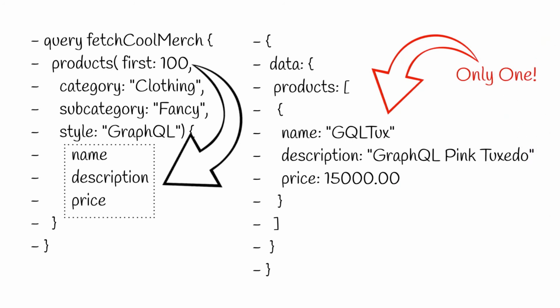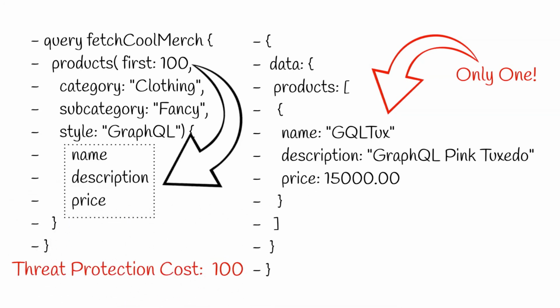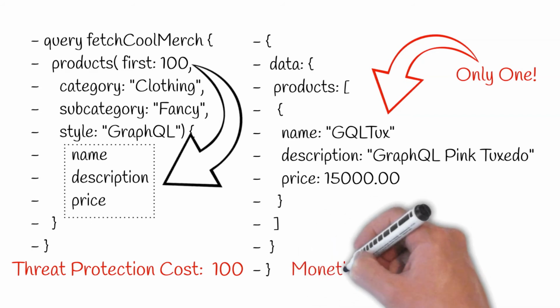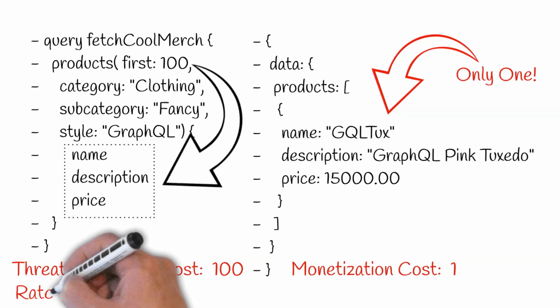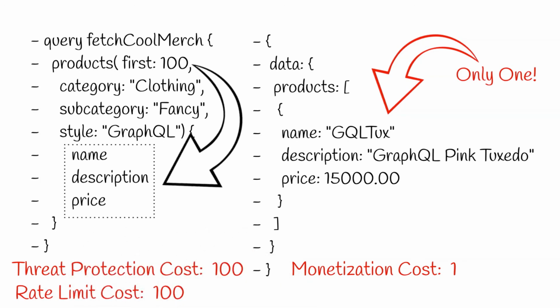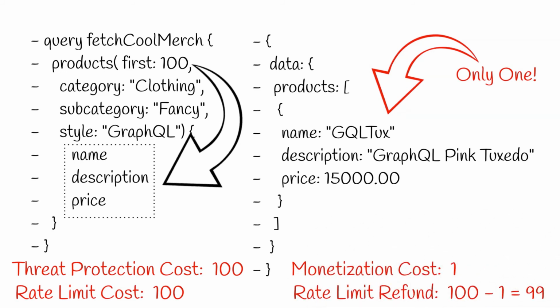Both costs are important. For threat protection, we should use how expensive a query might be before we execute it. For monetization, we can authorize based on how expensive a query might be, but charge money based on how expensive a query actually was. For rate limiting, either cost is appropriate, or we could even charge a user based on the upper bound and then refund their rate limit at the end of the transaction.